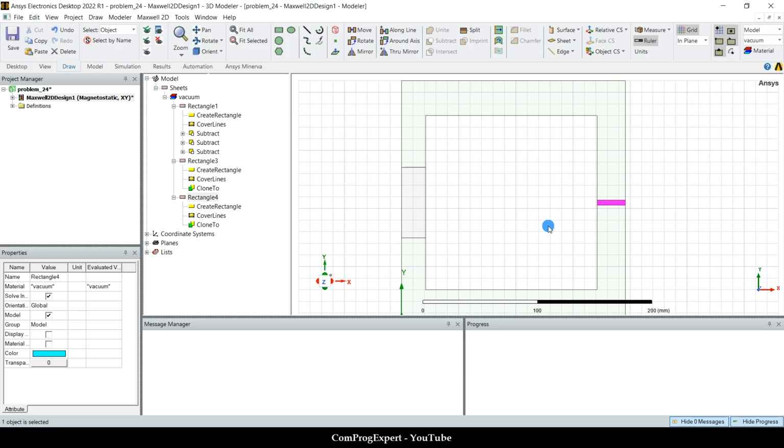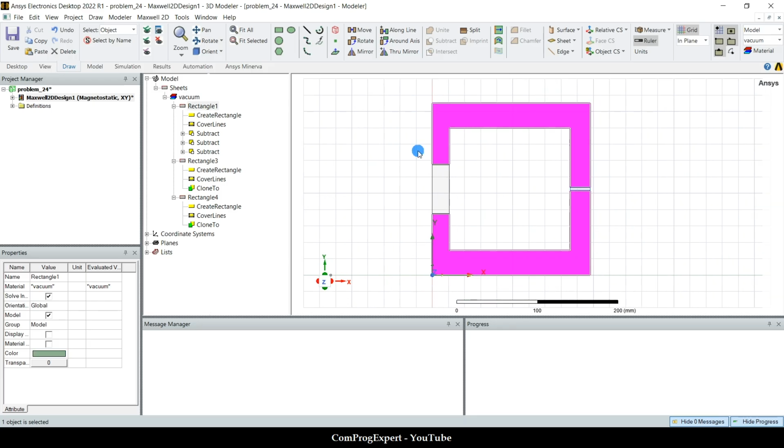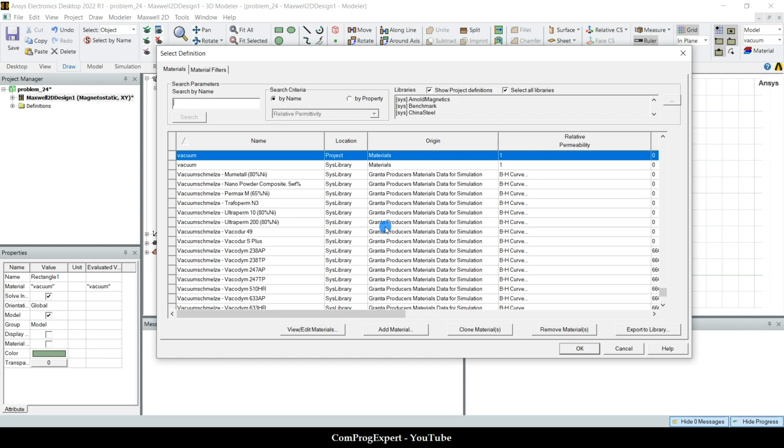I want to explain one important concept and how our analytic calculations differ from the numerical calculations that we have here: the importance of leakage flux. Okay, so here let's set materials. This is iron, so I'm going to set the material of this object to iron.